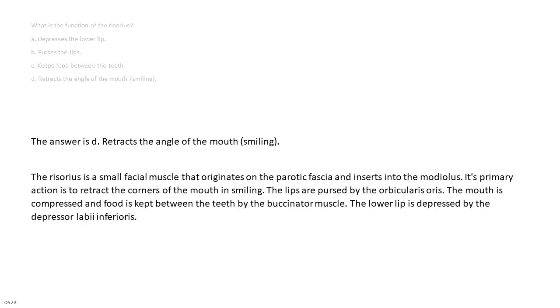The answer is D. Retracts the angle of the mouth, smiling. The risorius is a small facial muscle that originates on the parotid fascia and inserts into the modiolus. Its primary action is to retract the corners of the mouth in smiling. The lips are pursed by the orbicularis oris. The mouth is compressed and food is kept between the teeth by the buccinator muscle. The lower lip is depressed by the depressor labii inferioris.